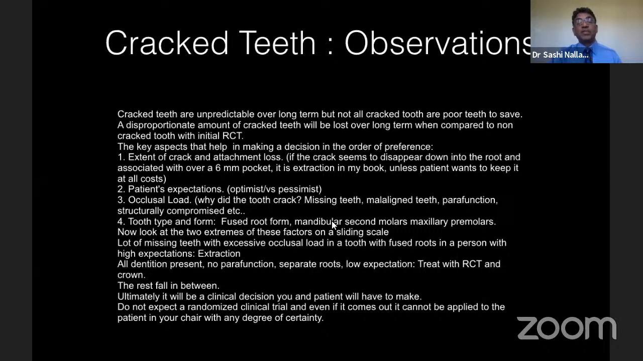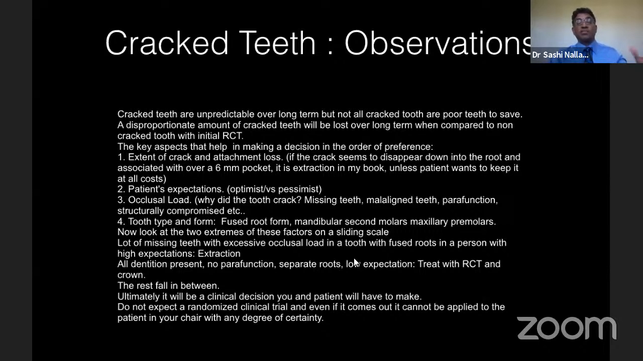Occlusal load. Why did the tooth crack? Are there any missing teeth? Is there parafunction? Are they structurally compromised, etc.? Tooth type and form. Fused root form in the mandibular second molars and maxillary premolars are poor candidates. Separate roots with good bone in between seem to be a better candidate.